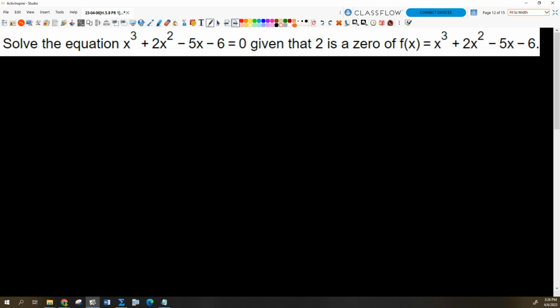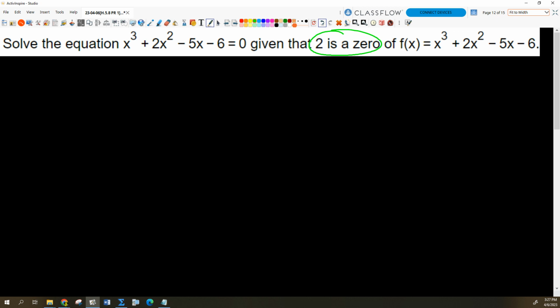So grouping will not work, right? Okay, now they are giving us a hint. They're telling us something important. They're telling us that 2 is a 0 of f of x, right? And that's f of x right there. Let's do it this way. 2 is a 0. We'll just do that.